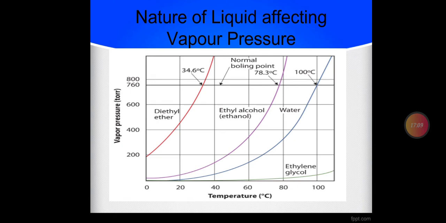Nature of liquid. The second factor which affects the vapor pressure is the nature of the liquid. As we know, we have two types of compounds, polar covalent compounds and non-polar covalent compounds. Polar covalent compounds have strong intermolecular forces. These strong intermolecular forces hold the molecules together, thus making it difficult for these molecules to escape the surface of the liquid. So they have a lower vapor pressure.